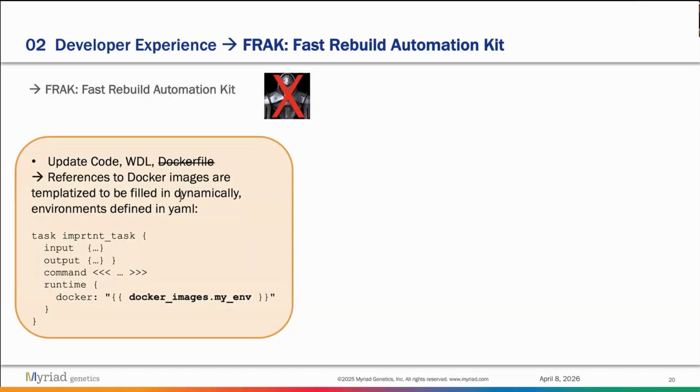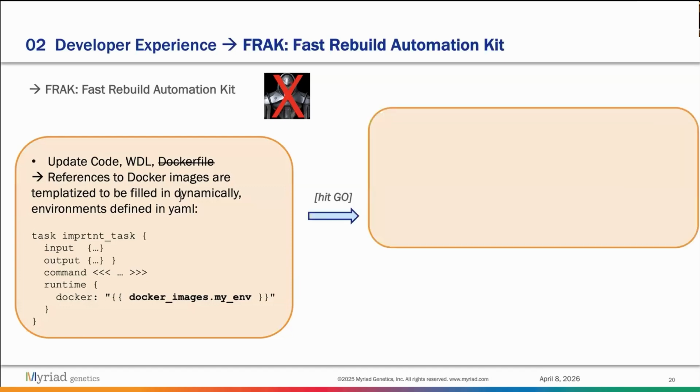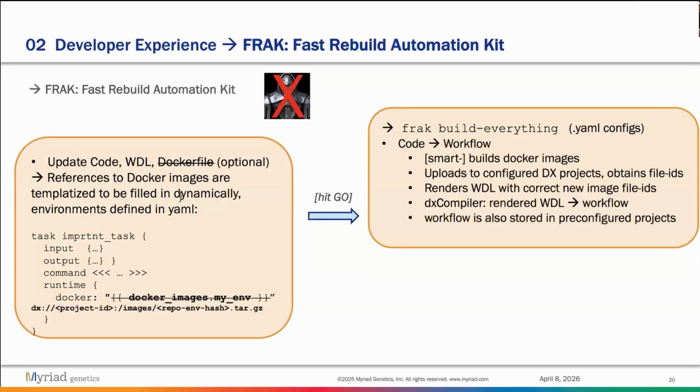So with this new system in place, you update your code, but instead of manually specifying where your Docker images live, it's templatized using Jinja. So you would specify Docker images and your environment, and then you basically just hit go. The command is actually frac build everything, and you use YAML files to configure projects you want things to go to. And then FRAC takes over and takes your code and builds the workflow.